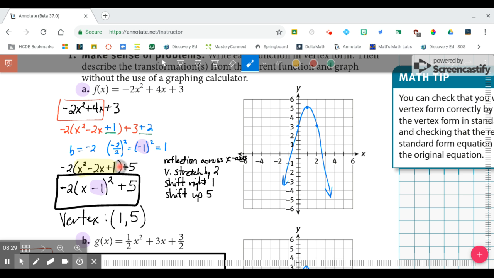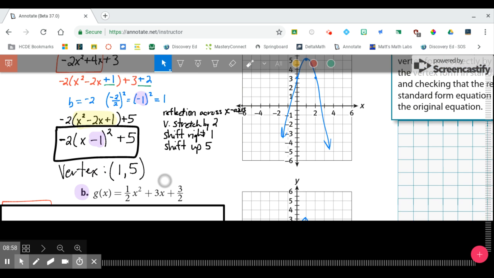Remember, the perfect square trinomial will factor to the same factor twice, or factor squared. If you have a hard time factoring, just look back at what was that value when you did b divided by 2. Like in this problem, it was -1, so the factor is x minus 1. So now in this problem, we can identify all the transformations: the reflection across the x-axis, the vertical stretch by 2, shift right 1, and up 5, which we see in our graph.